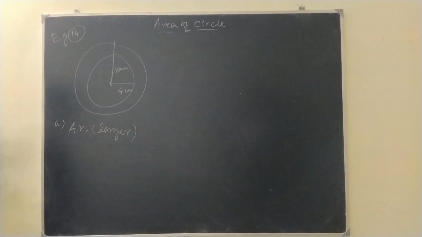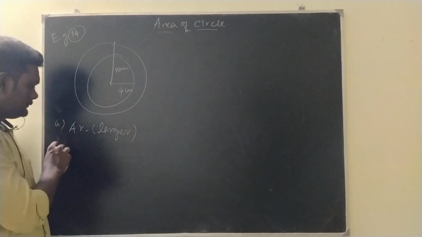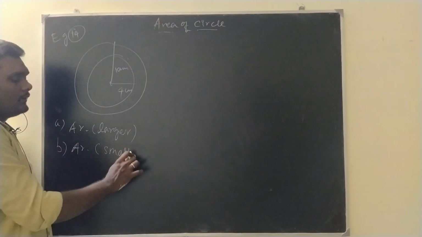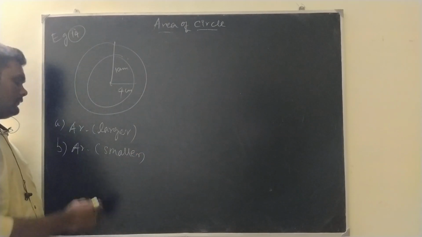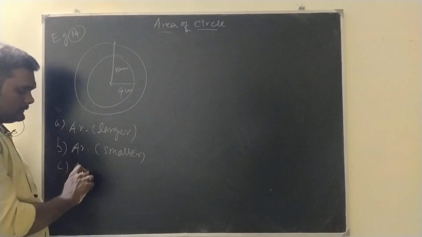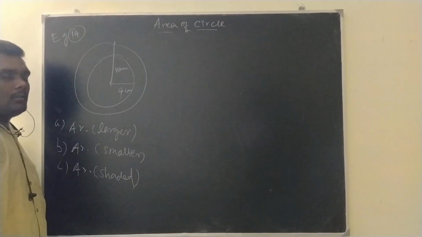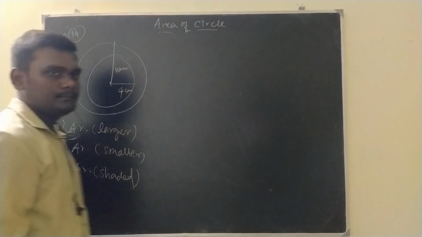Third subdivision itself it is fixed. Not only for third subdivision, everything. Area of smaller. At the end of the question, they specify that, that is it. Area of smaller and then area of this shaded region. How do you find this area of larger circle?